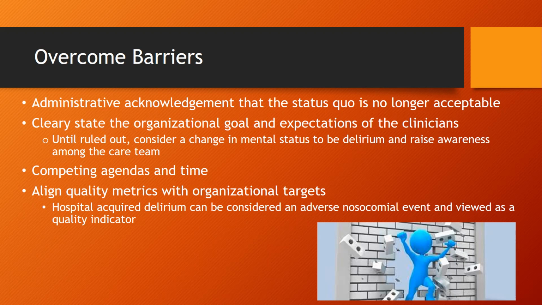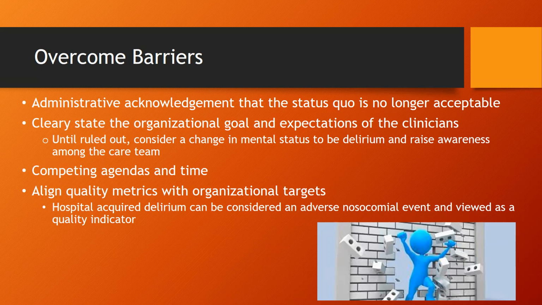So lack of confidence in the assessment of Delirium is common among nurses and providers, especially when a baseline cognitive impairment exists. So until ruled out, consider a change in mental status to be Delirium and raise awareness among the care team and family members or other caregivers about the risks of Delirium, particularly with those with dementia.